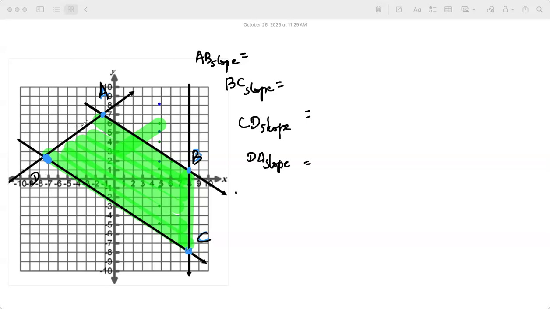When you want to prove this is an isosceles trapezoid, you have to make sure the slopes of the two parallel sides are equal. Let's say these two slopes are equal.